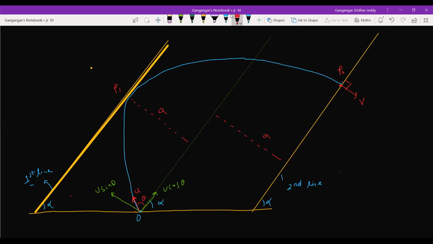What will happen as it grazes here? It grazes, strikes normally. Fine. As it moves from O to P1, what will happen to U sine theta? It should decrease. So what shall I do with gravity? You have to resolve gravity. If you resolve the gravity, it will be g sine alpha and g cos alpha.